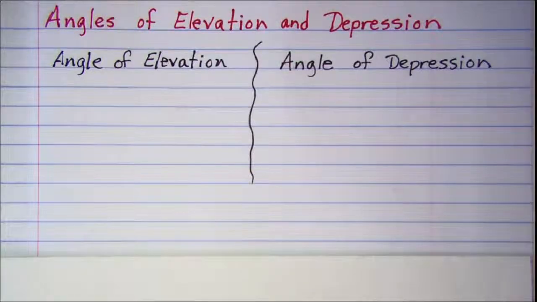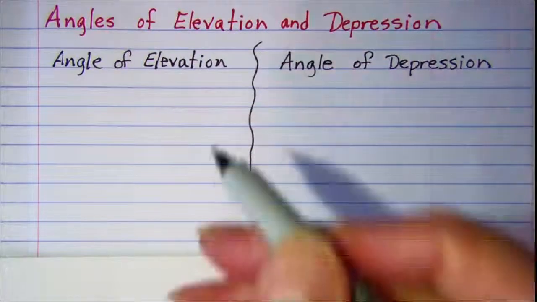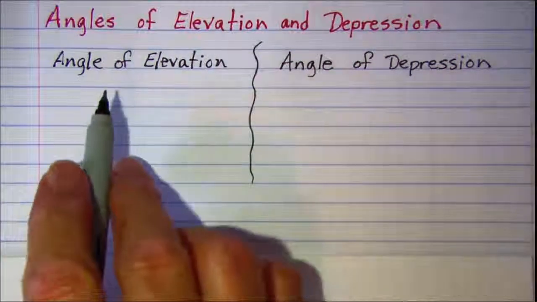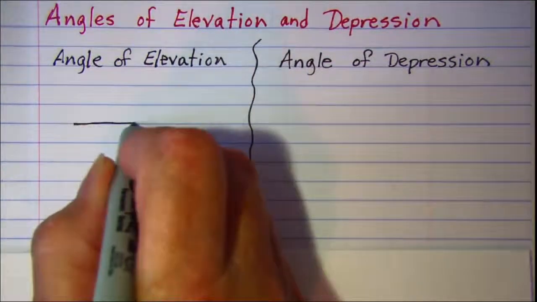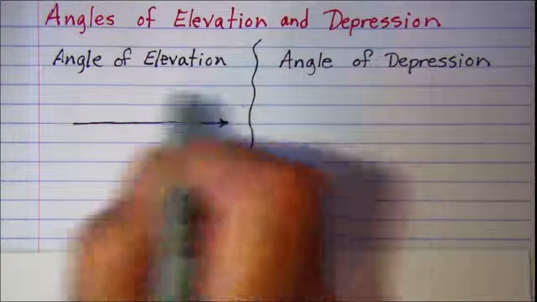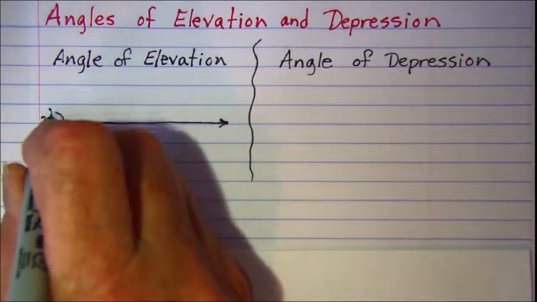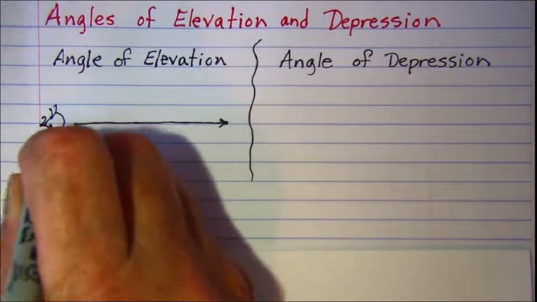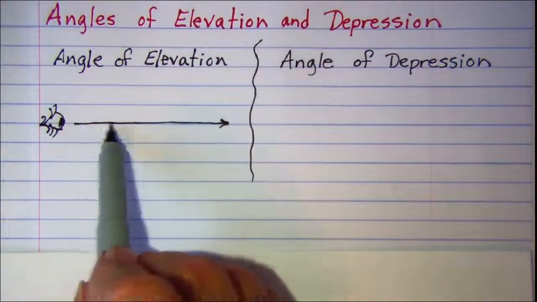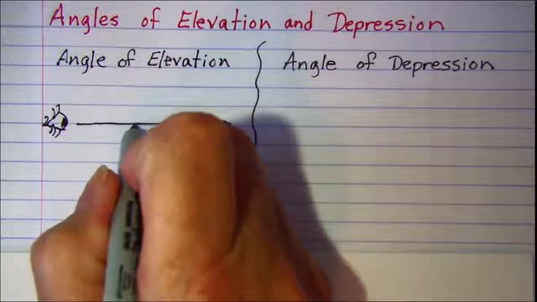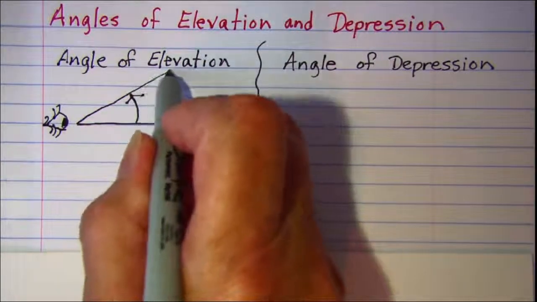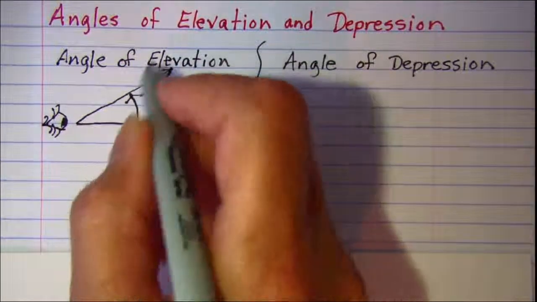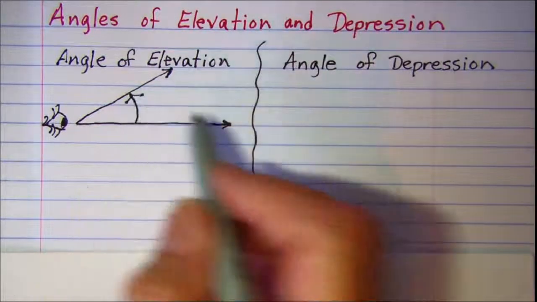In this video, we'll be doing some problems that involve angles of elevation and depression. First, let's look at what these are. For an angle of elevation, you want to start with the horizontal. This is your eye level. And then from the horizontal, you want to go up. So the angle of elevation would be here. From the horizontal, go up.